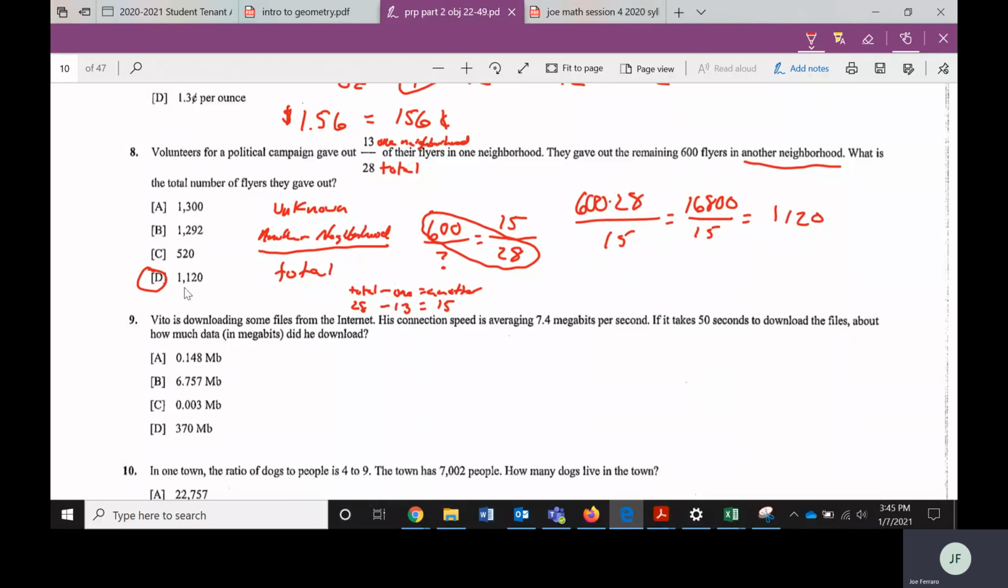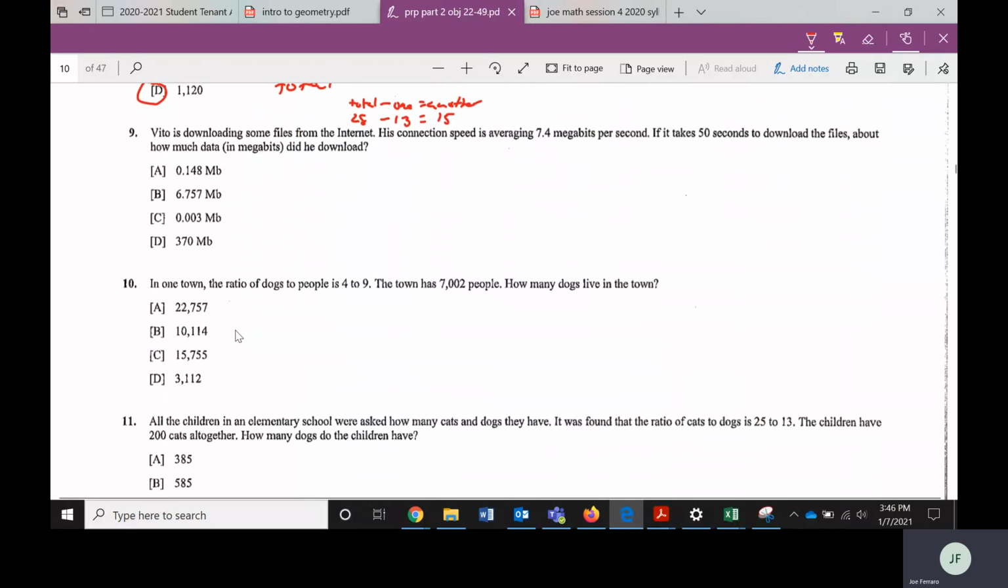Again, it won't eliminate every problem, but if there are 600 given out in that other neighborhood, there has to be more than that given out total. So letter C should be out right away. Okay. All right, I think we got 3 left here. Number 9, Vito is downloading some files from the internet. Its connection speed is averaging 7.4 megabits per second. That means per 1 second. It takes 50 seconds to download the files.